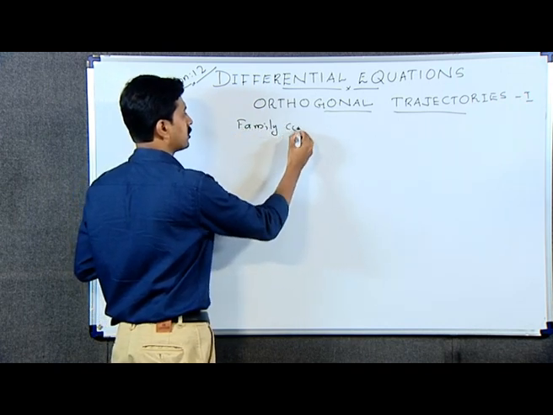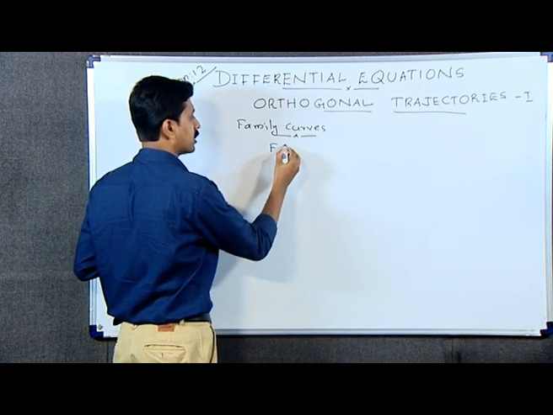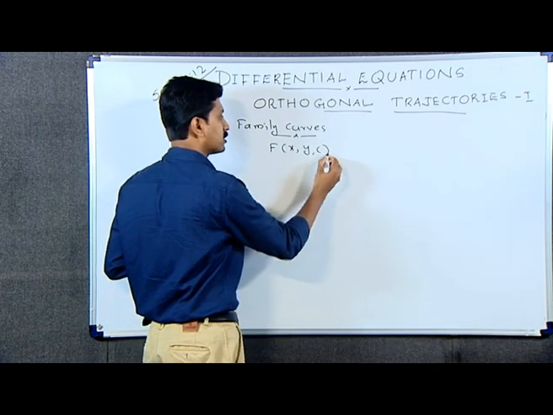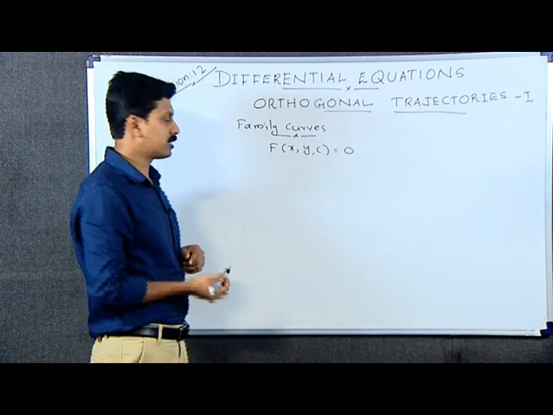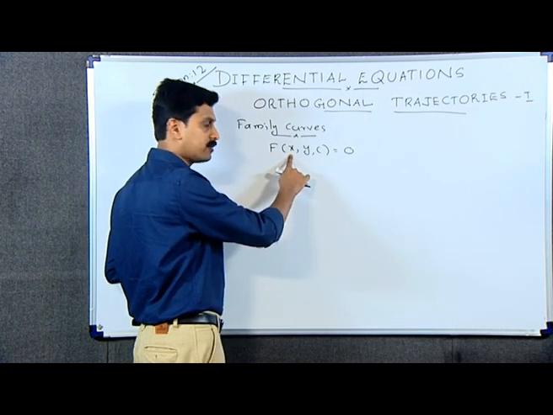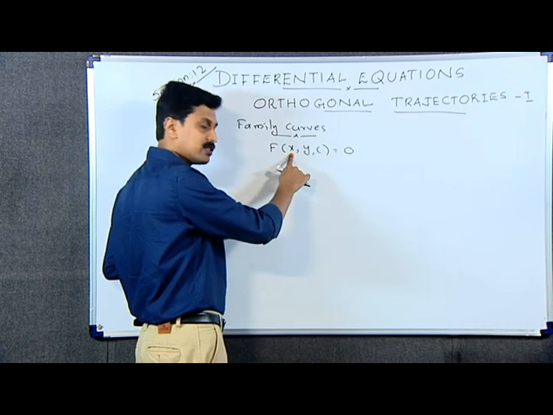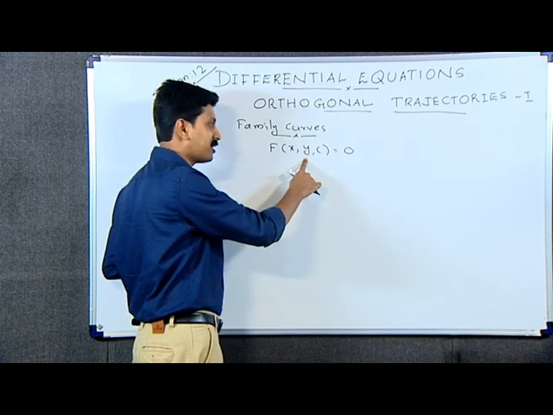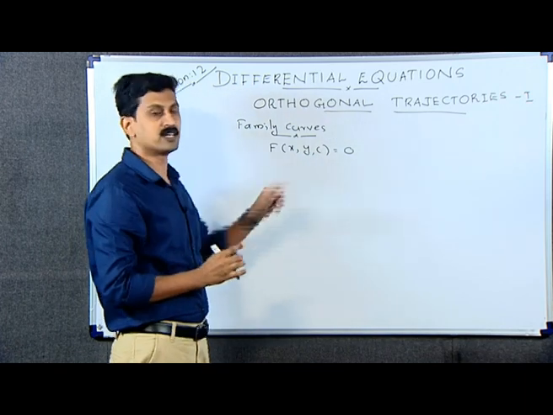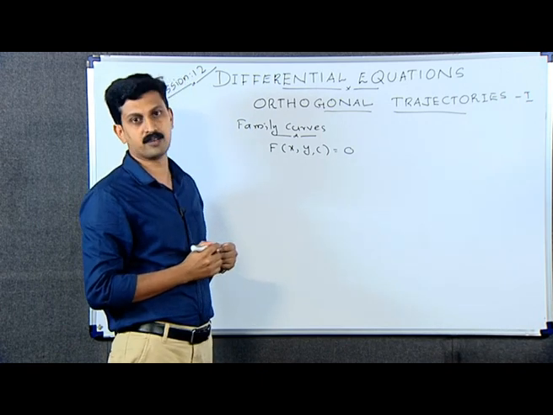some sessions. A family of curves means we are defining curves by functions involving x, y, c: f(x, y, c) equal to 0. That means it is a mathematical expression containing the variables x, y and c. Here x is an independent variable, y is the dependent variable and c is a constant. Here we are treating c as an arbitrary constant, which means it will be treated like a variable.